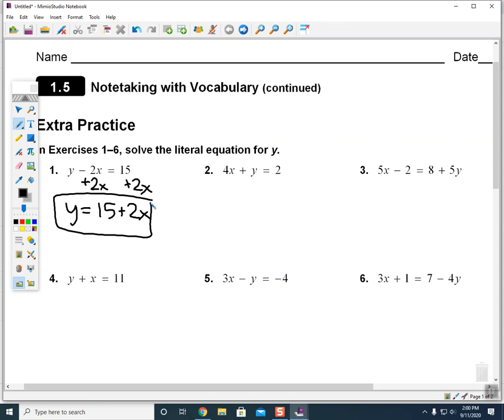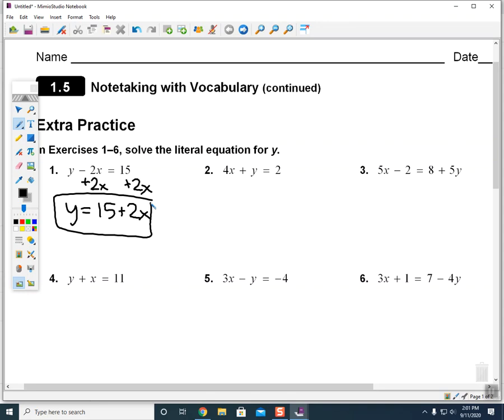Okay, number 2 I'm going to let you do on your own because that's the same thing as what we just did. So let's look at number 3. This one throws people off sometimes because my y is on the right-hand side instead of the left-hand side. But we can work with it. So I'm going to look over here first. I want to get my y by itself.